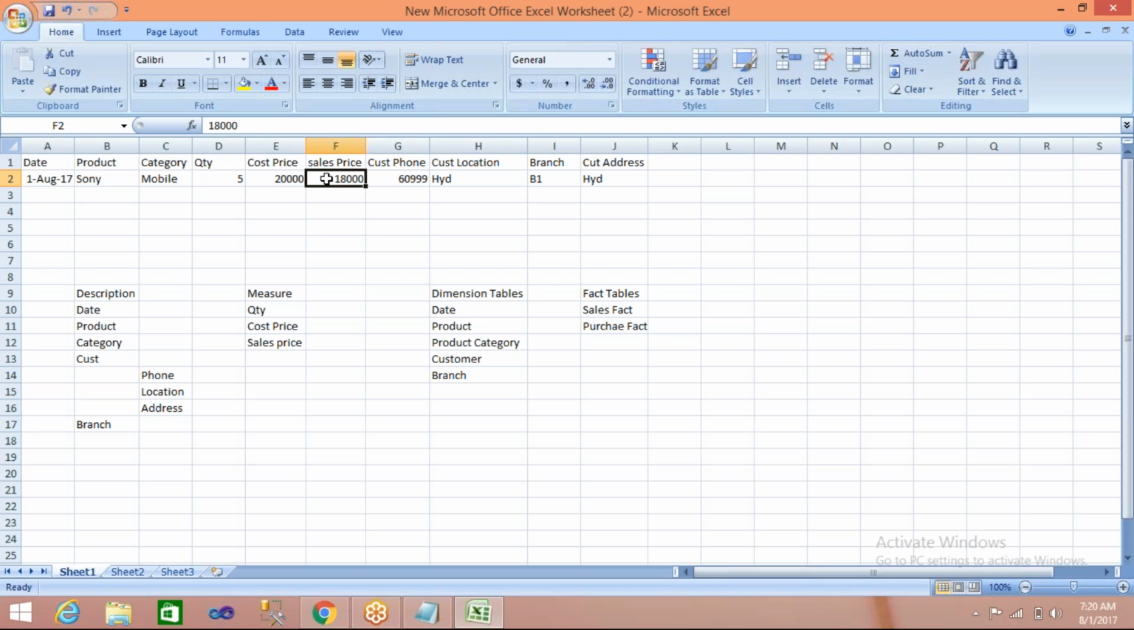We will ask them how they are calculating as of now, and based on that we will derive the formula. Let us say the total price: how are they maintaining quantity into sales price? The similar formula we will derive while loading the data through SSIS into the data warehouse. Similarly, they may have different measures, and they may use different formulas to get the result.